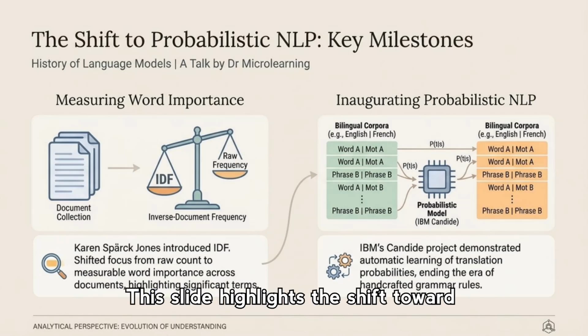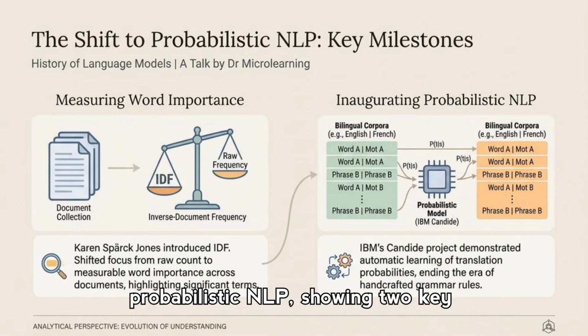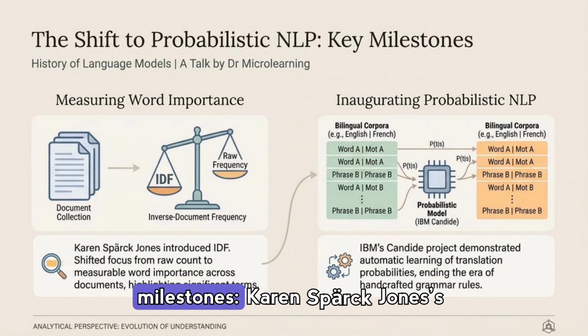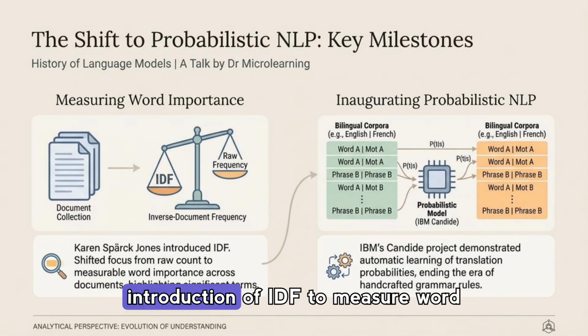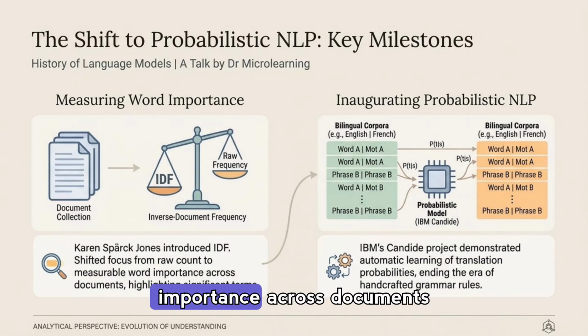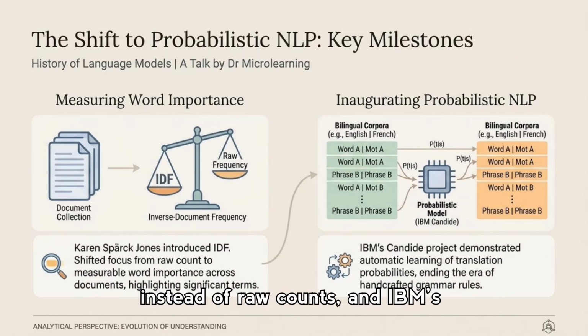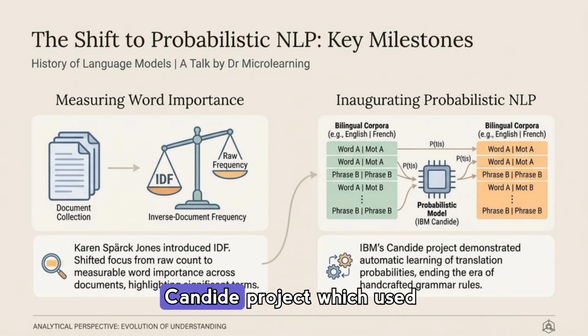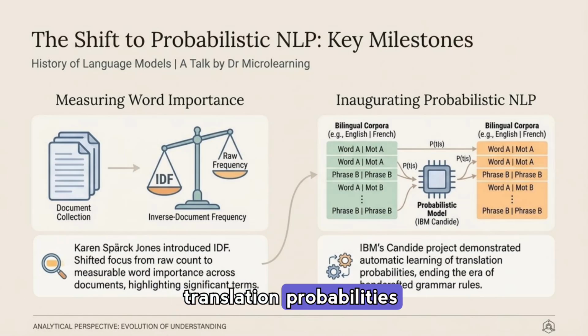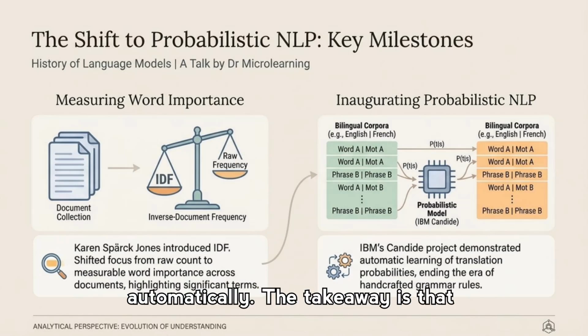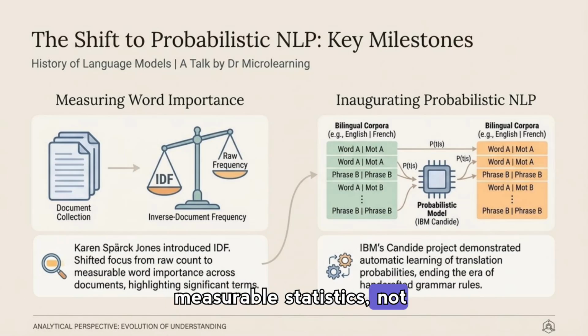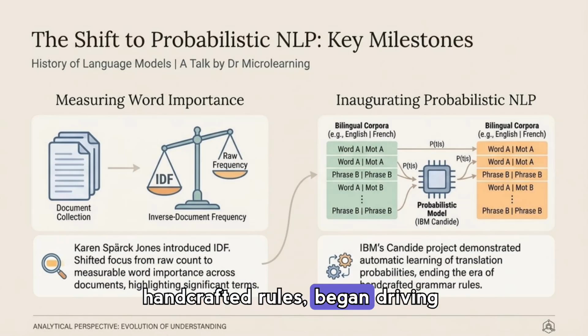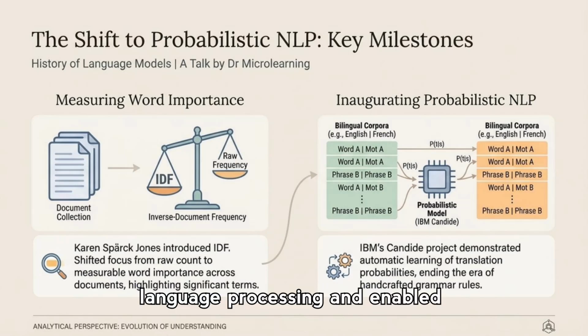This slide highlights the shift toward probabilistic NLP, showing two key milestones. Karen Spärck Jones's introduction of IDF to measure word importance across documents instead of raw counts, and IBM's Candide project, which used probabilistic models to learn translation probabilities automatically. The takeaway is that measurable statistics, not handcrafted rules, began driving language processing and enabled scalable learning from corpora.